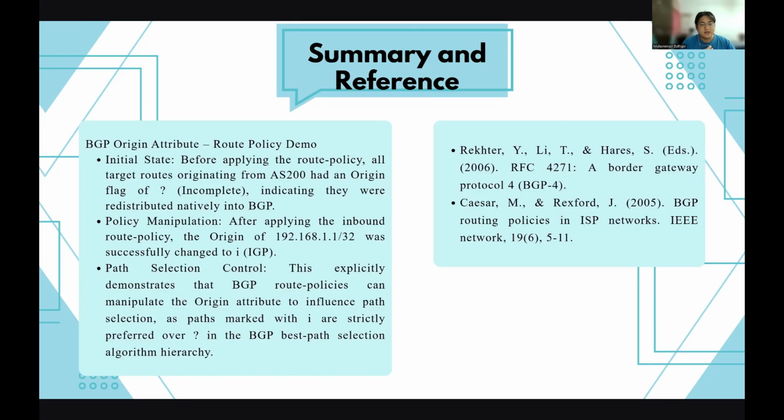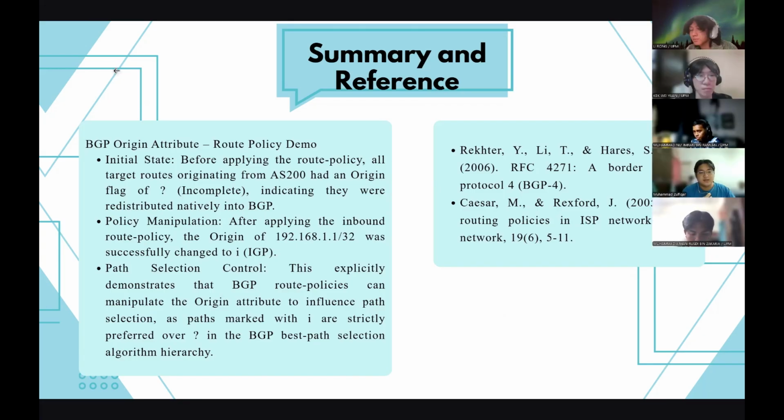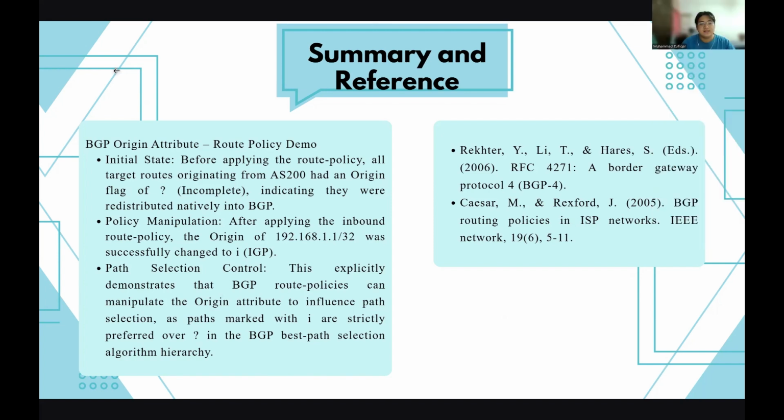of the 192.168.1.1 was successfully changed into IGP, which is the highest prioritized path. The path selection control, this result shows that the origins already can know which one is the path that it needs to use, which is the I, which is the 192.168.1.1 as the prioritized path. I think that's all for me.